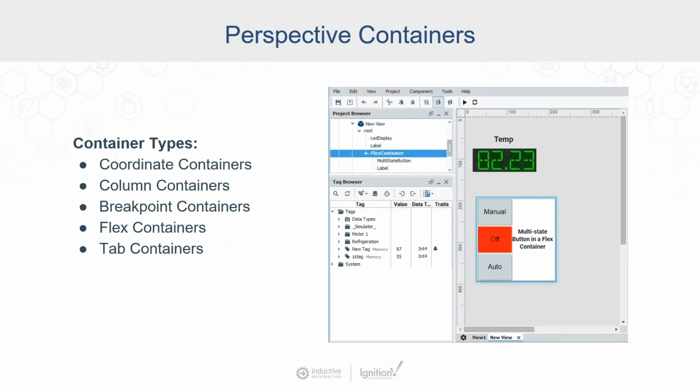So let's start with container types in Perspective. To accommodate the many different screen sizes from mobile devices all the way up to large screens, Perspective employs 5 container types to help lay out your design. The first is coordinate, then there's column, breakpoint, flex, and tab containers.